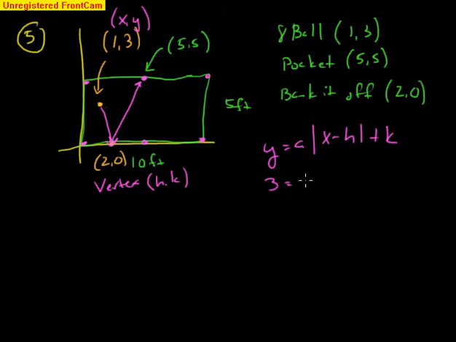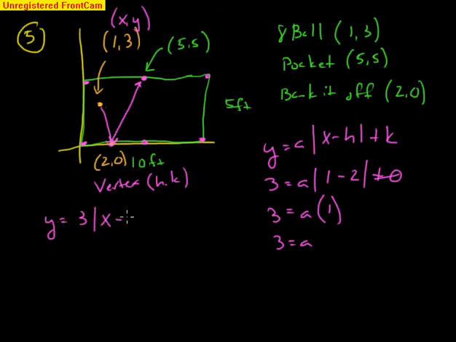So we go 3 equals a times the absolute value of 1 minus 2, plus 0. Well, the plus 0 doesn't matter. So we get 3 equals a times, this is 1 minus 2, which is negative 1, and the absolute value of negative 1 is positive 1. And now we see that a times 1 is just a. This 1 doesn't matter. 3 equals a. So we have an equation, y equals 3 times the absolute value of x minus h, which is 2, plus k, and the k is 0, so we don't add anything. So this is the equation we were looking for.